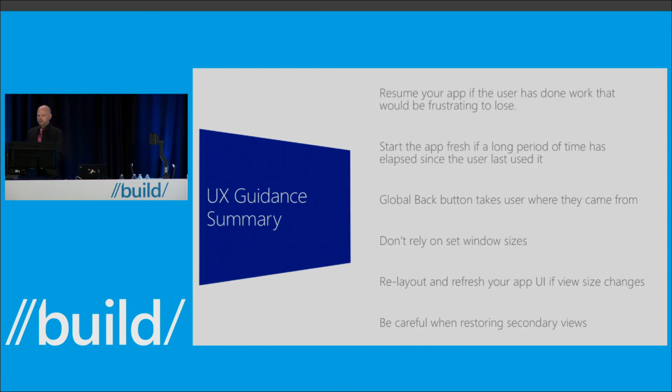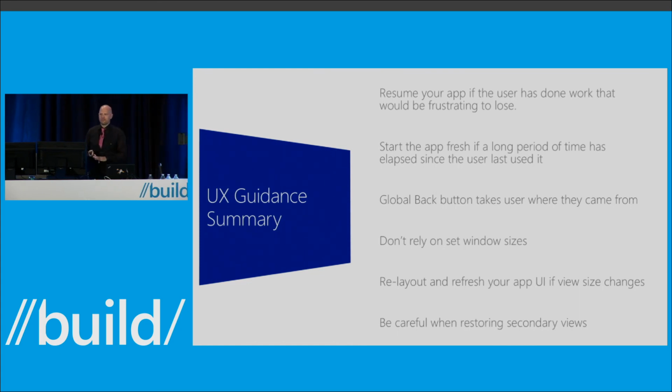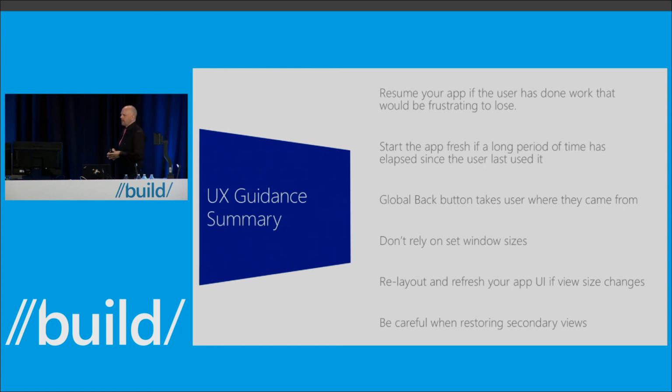So I'm going to wrap up a little bit quickly here and summarize a little bit what we've been talking about. We always want you to resume your app to the user. That is kind of our entire intention with the Fast App Resume. We want you to support the global back button and take the user back to where they came from when they navigate away from your application, basically. You can no longer rely on set window sizes. You have to listen to the size change and redraw your UI. And you need to take care when restoring secondary views. Don't just randomly restore them all. Make the user select what views to restore.